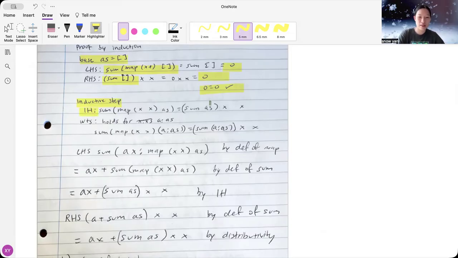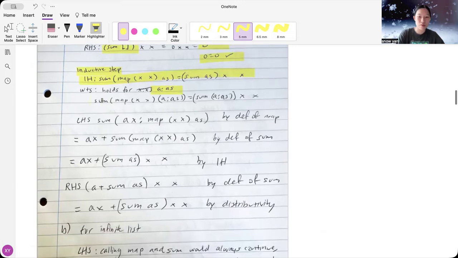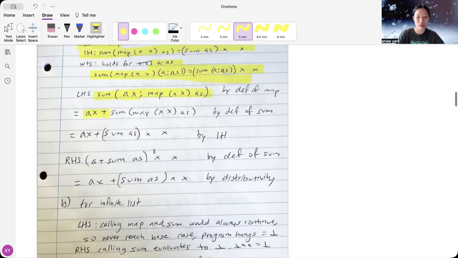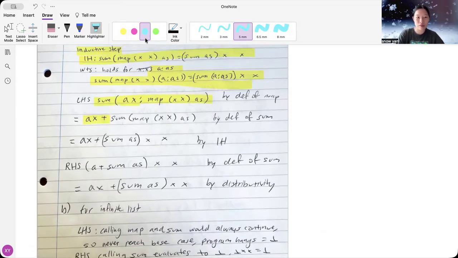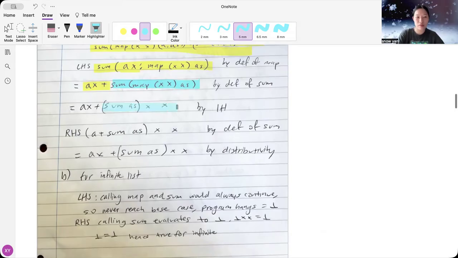Our hypothesis is that this property holds, so we want to show that it holds for A cons AS. This would be the property we want to show. On the left-hand side, we have the sum of this thing. By the definition of map, we can map times x to A, so we have ax, and then the cons and then the remainder of the map. And then by the definition of sum, we can move ax outside of the sum, and it would be ax plus this. By our induction hypothesis, this would just be the sum of AS times x.